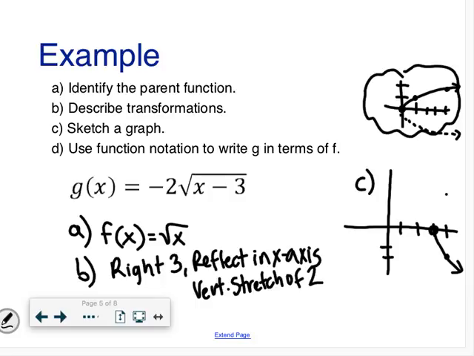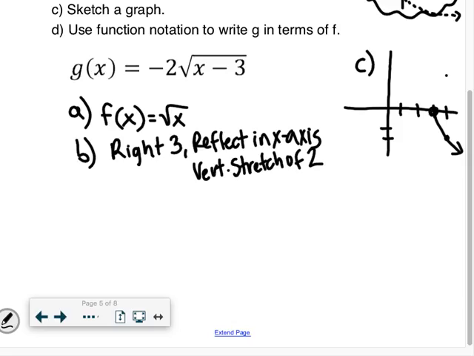Okay. And then part D, this is probably the newest part, right? The function notation. So what I want to see in D are these transformations from part B in function notation. Okay, so the f of x. If I was doing function notation with f of x, a reflection in the x-axis would be a negative in front. A vertical stretch of 2 would be multiplying by 2 in the front. So I'm going to have negative 2 times f of, and then to move right 3 would be x minus 3 in parentheses. So x minus 3.